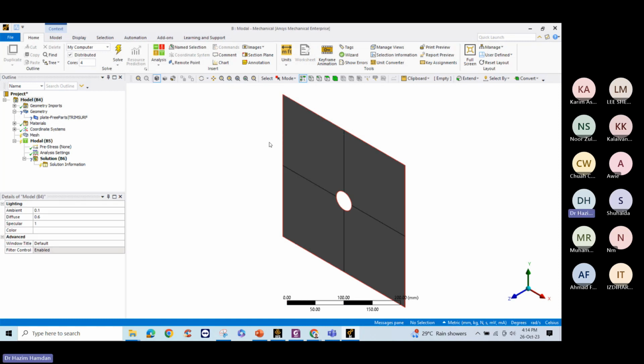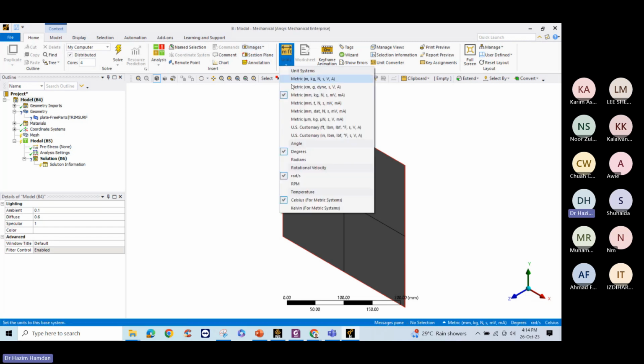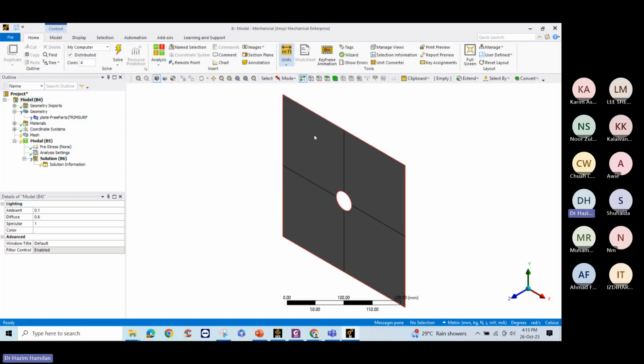In this example, we will determine the first 10 frequencies and mode shapes. The plate material is aluminium, and it is fully constrained as it is attached to a rigid shaft at the hole. Before we start, we need to check the unit. The unit by default is metric mm, but for this simulation, I want to use inch. Okay, now I already changed the unit.